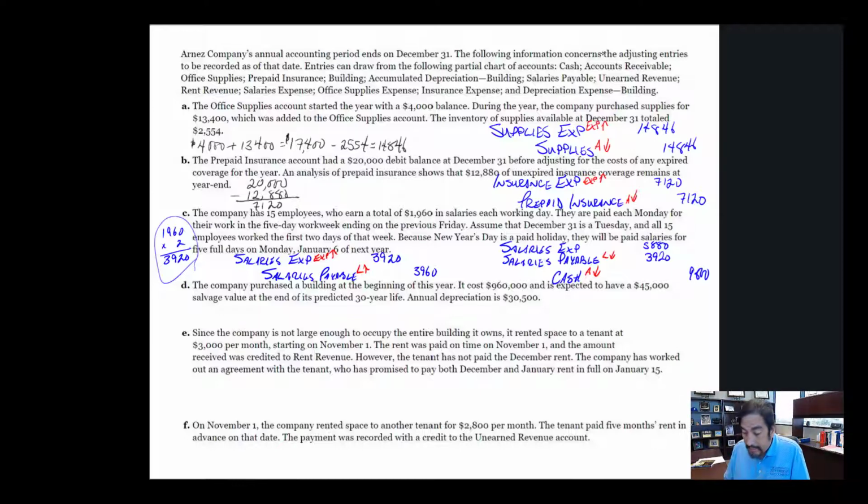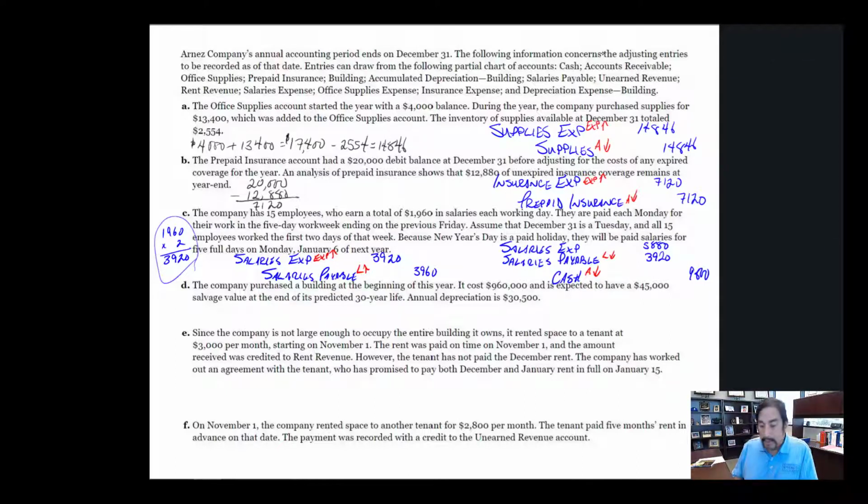Next is D. We bought a building at the beginning of the year. It costs $960,000 and is expected to have a $45,000 salvage value at the end of its predicted useful life of 30 years. It tells us all that stuff, and then it tells us annual depreciation is $30,500. I'm going to write it out anyway. Make sure you know how to do this.